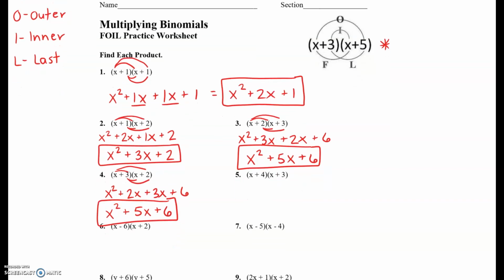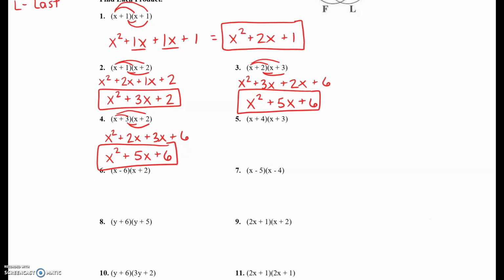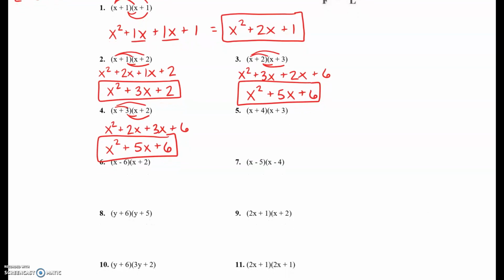Okay, I'm going to complete number 6 with you next, and then I'm going to jump down and complete number 9, and then I'm going to leave the rest of these questions for you to fill in on your own in hopes that you have an understanding of this process.